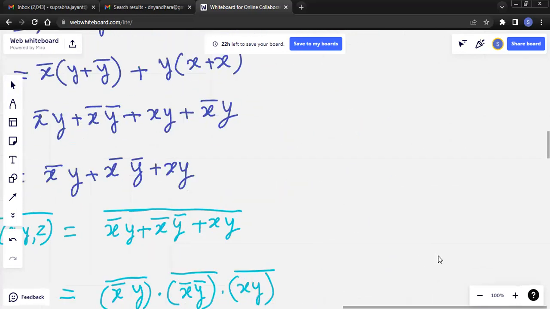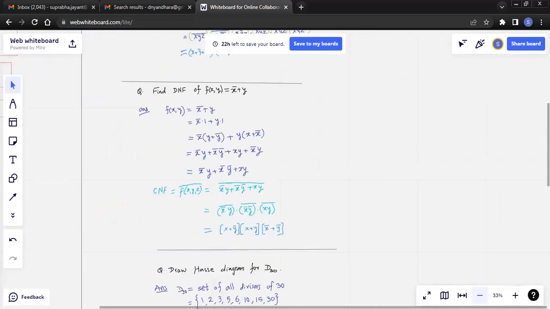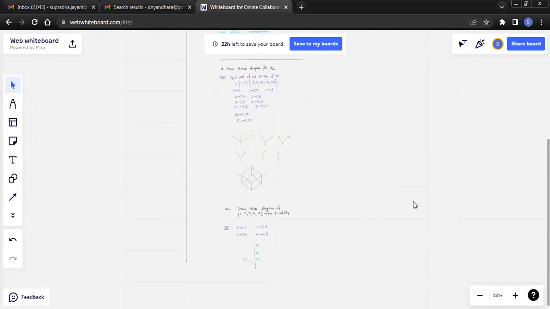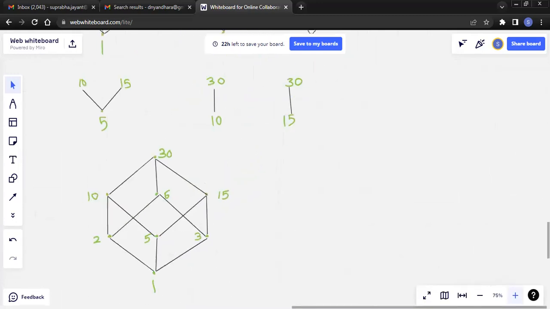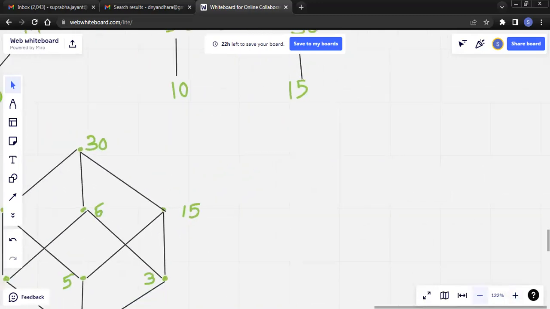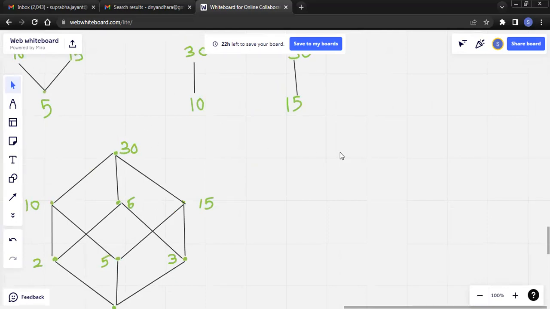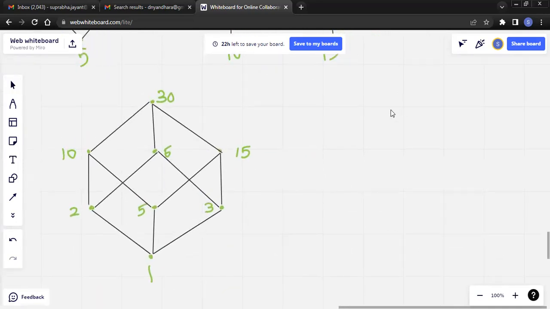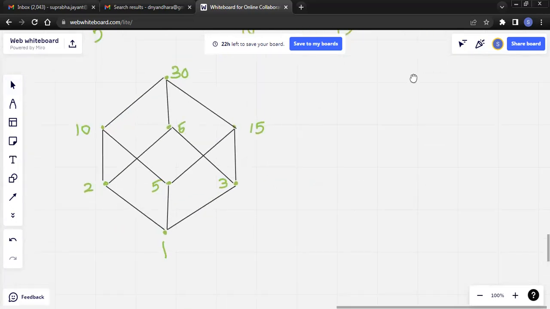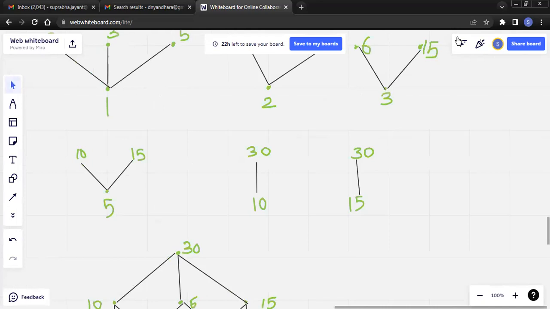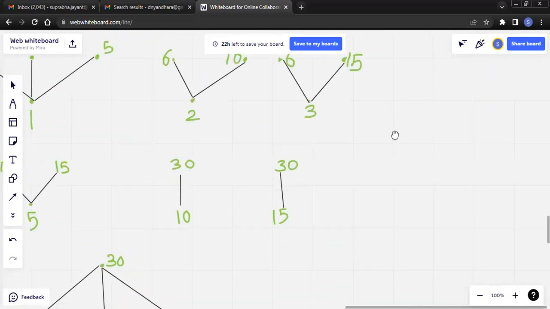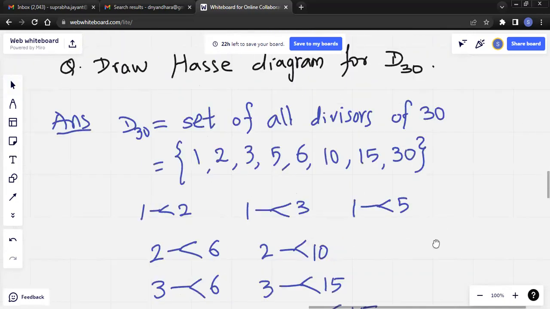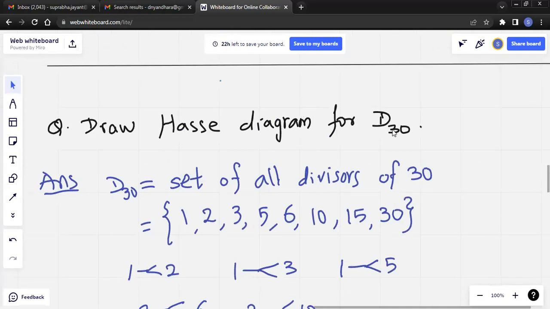Now, I would like to take you to the Hasse diagram. How to draw a Hasse diagram? Let us practice. So basically, we will be dealing with the relation of divisibility. The question says, draw a Hasse diagram for D30.